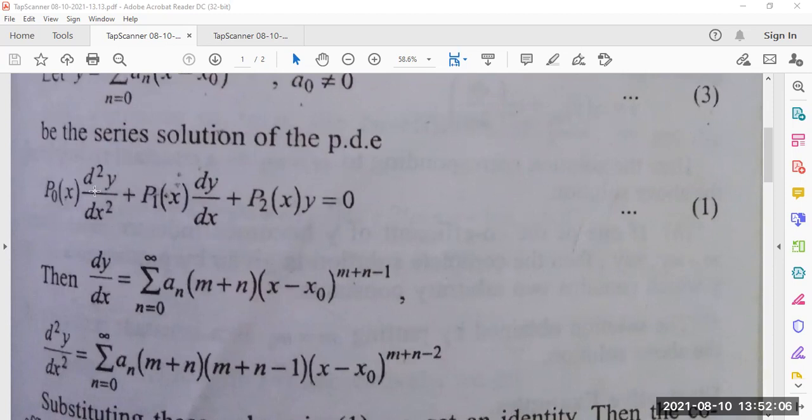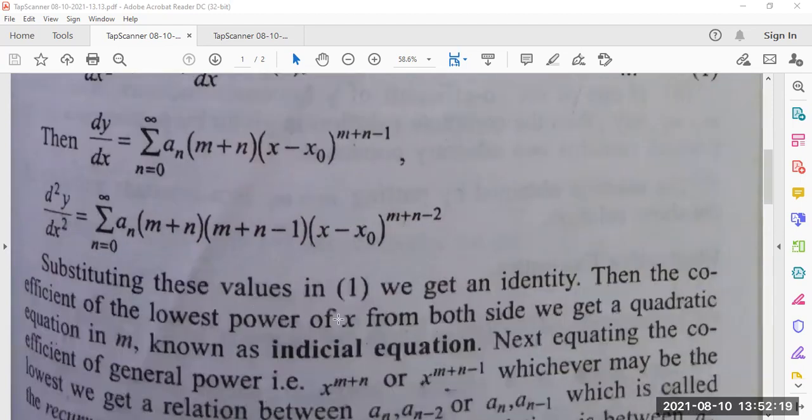Because of that, here d2y/dx2, dy/dx and y are present. So in this equation we are putting the value of d2y/dx2, dy/dx and y. Then we get an identity here. Then we have to equate, substituting this value in equation 1, we get an identity.